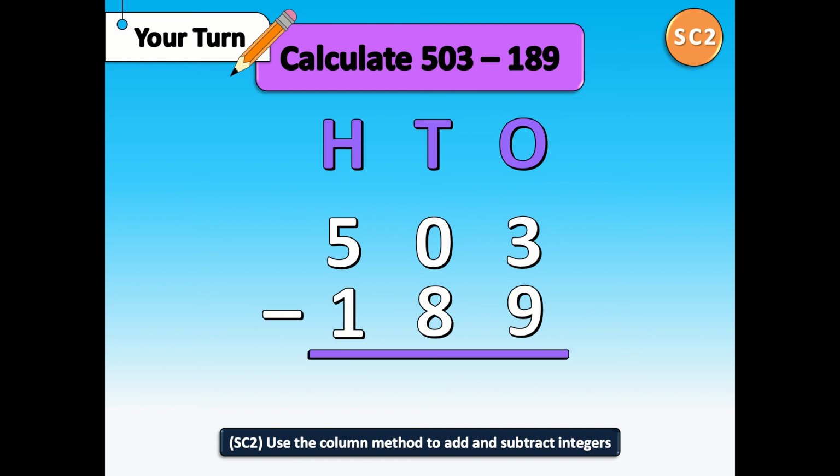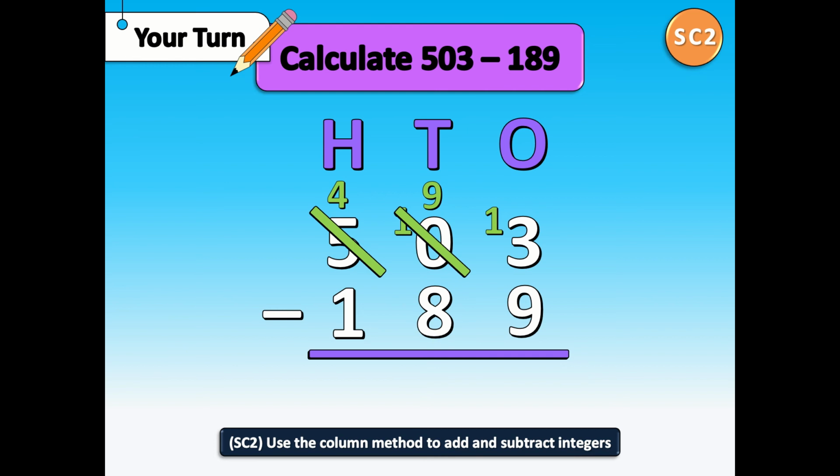Now 3 take away 9 we can't do, so we need to borrow from the tens column. But there's nothing in the tens column, so then we need to borrow from the hundreds column. So we cross out the 5 and make it a 4, and we need to put the one that we've borrowed into the tens column. Then we can borrow from that 10, so we cross out the 10 and it becomes 9, and the one that we've borrowed goes in front of the 3.